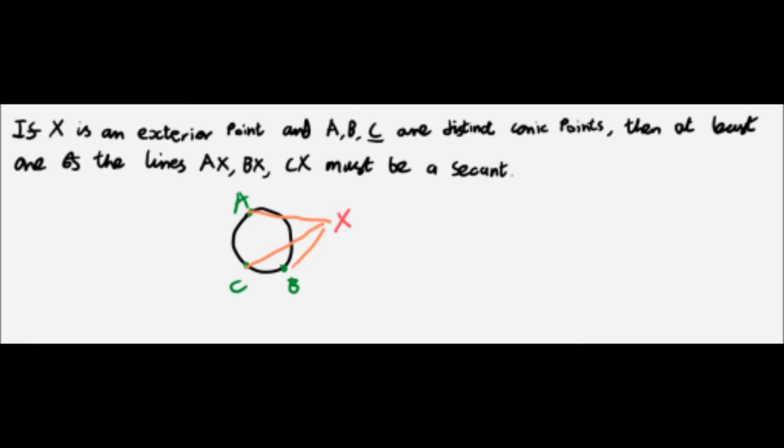Now, the reason is that since X is an exterior point, it has 2 tangent lines meeting it. But we've just described 3 lines which meet it. So at most 2 of these lines can be tangents. So one of them must be a non-tangent line, and it can't be a non-secant line either, because, as I've just said, it contains a point of the conic, so it has to be a secant line. So either AX, BX, or CX has to be a secant line.